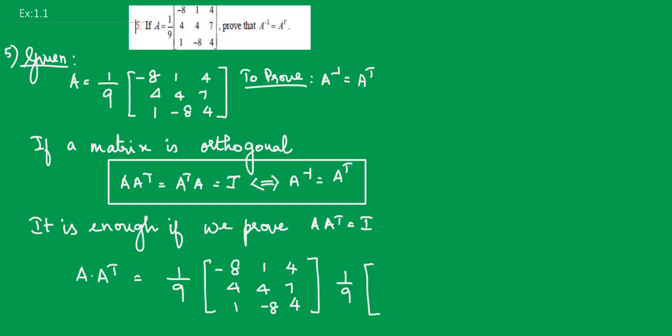What is a transpose matrix? The first column becomes the first row, so minus 8, 4, 1. Next, the second column becomes the second row: 1, 4, minus 8. The third column becomes the third row: 4, 7, 4.